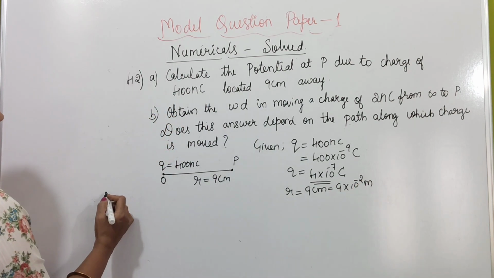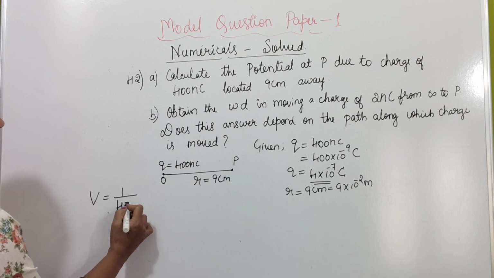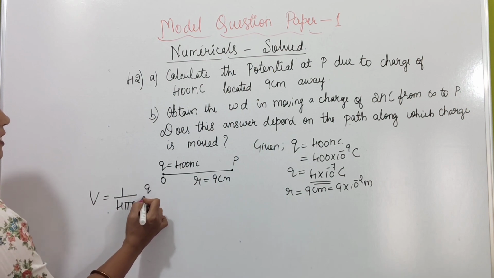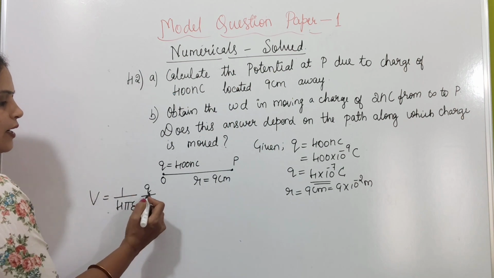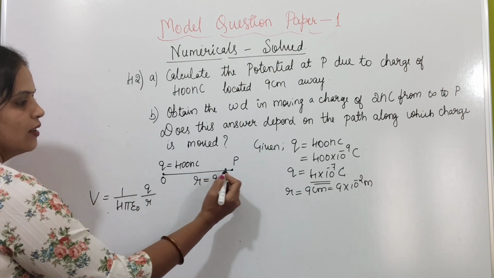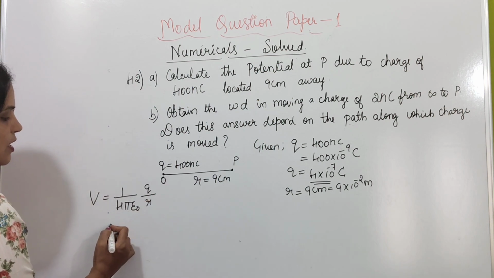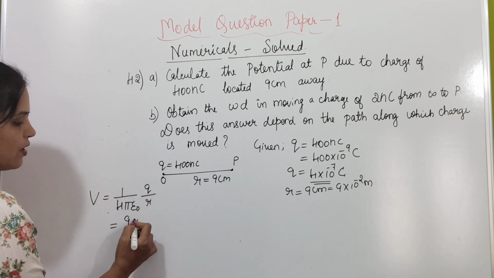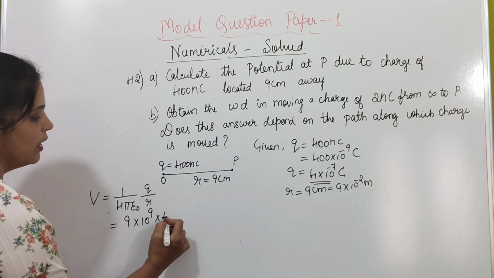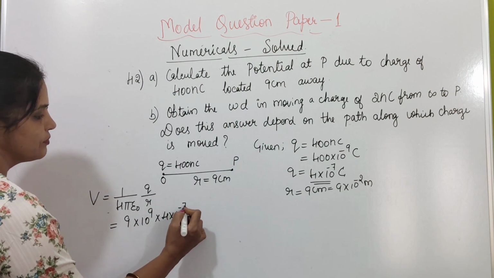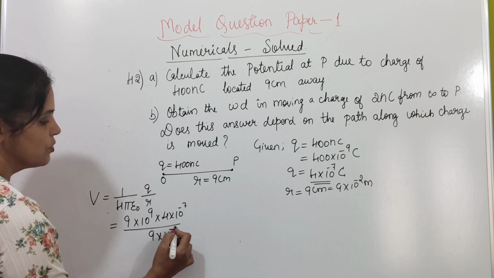Now use the formula: potential V can be written as 1 by 4 pi epsilon naught times source charge divided by distance. How to remember this? Constant into source charge by the distance, where the point is at a distance R from the source. So 1 by 4 pi epsilon naught is 9 into 10 to the power 9, the source charge is 4 into 10 to the power minus 7, and the distance is 9 into 10 to the power minus 2.